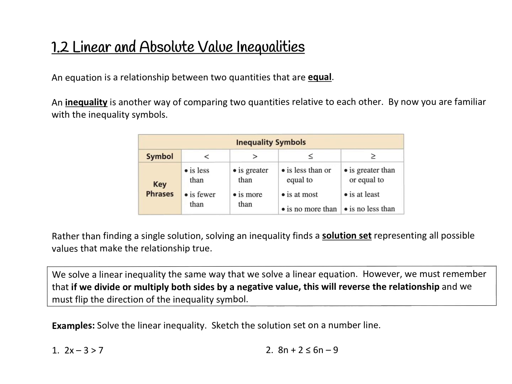An equation is a relationship where the quantities are equal. An inequality is when two quantities are relative to each other. Here are the symbols you might be familiar with. You've got less than, greater than, less than or equal to, greater than or equal to.